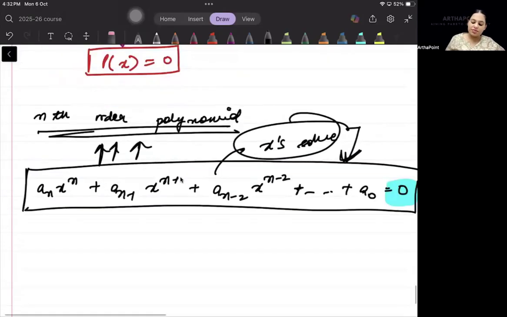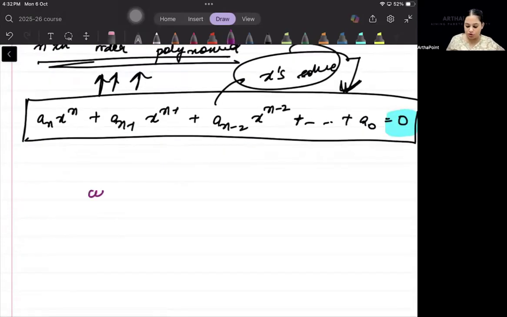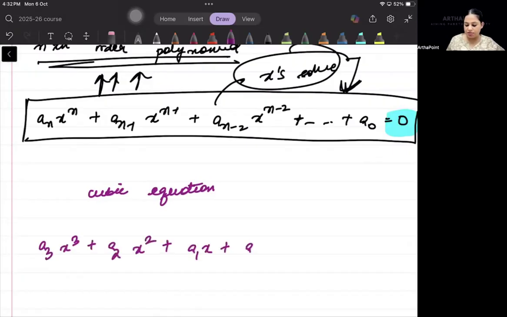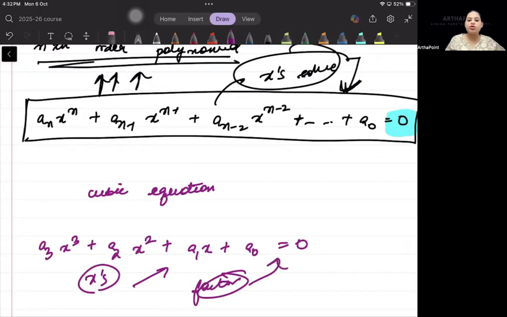ठीक है, similarly अगर मेरे पास एक cubic equation होता है, a3x to the power 3, a2x square, a1x plus a0, those x's which solve this cubic equation become the factors of this cubic equation or the zeros of this equation. ये बात समझ में आती है?